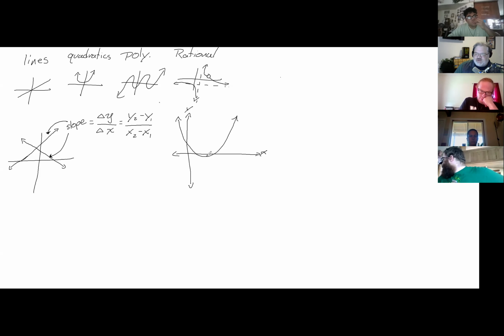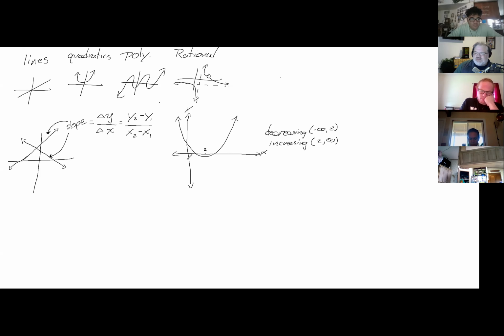So we're decreasing until we get to this x value, and then after that we're increasing. So we go from a negative rate of change to a positive rate of change. Let's say this value was an x of 2, so we'd be decreasing on the interval from negative infinity to 2, and we'd be increasing on the interval from 2 to infinity.